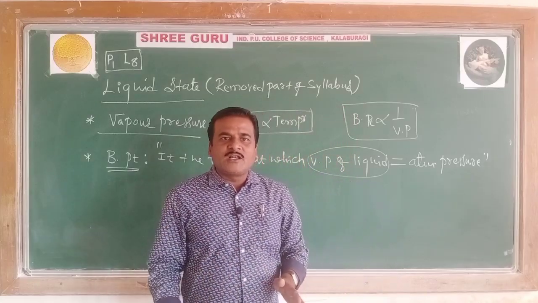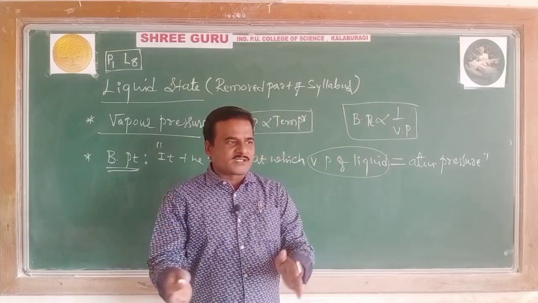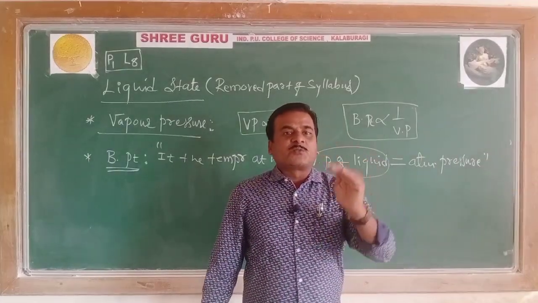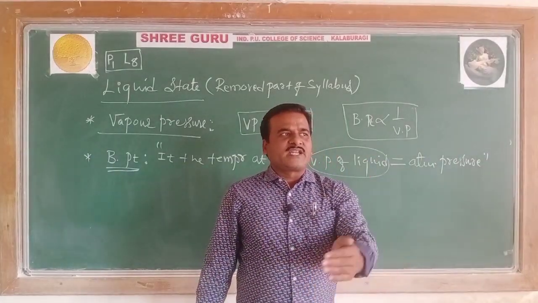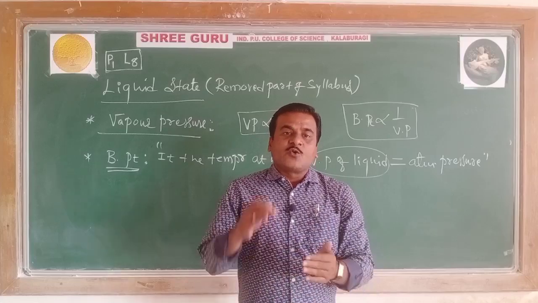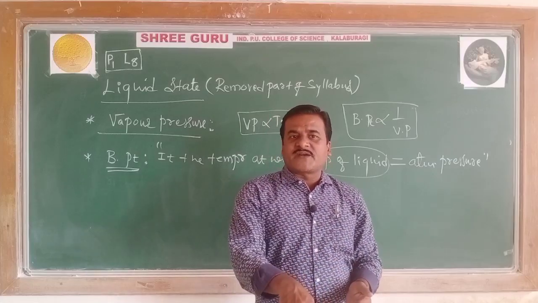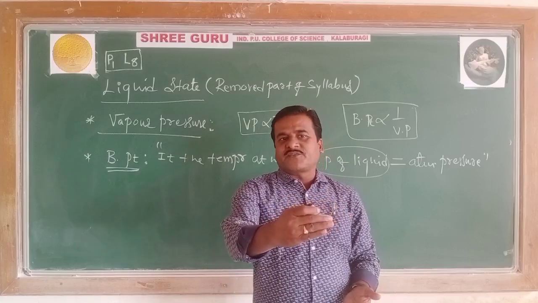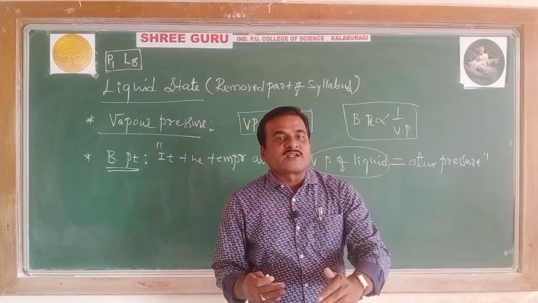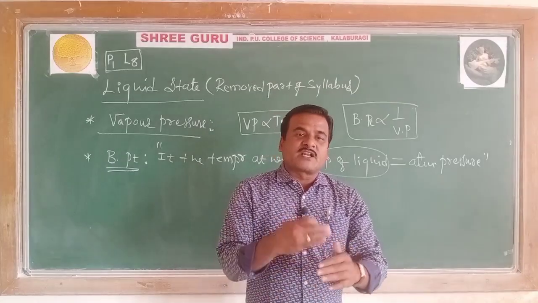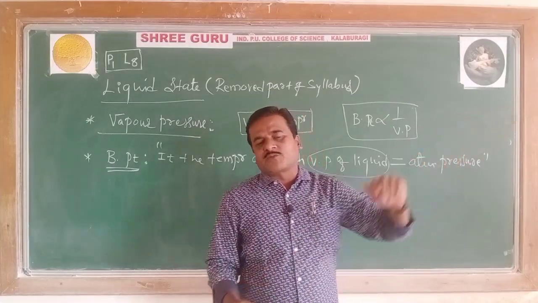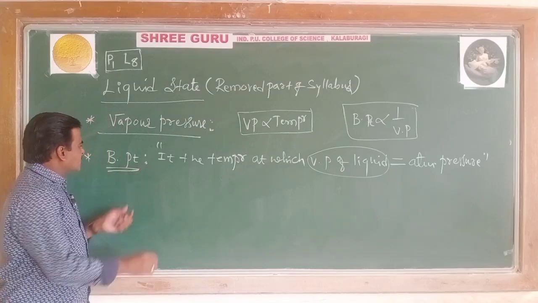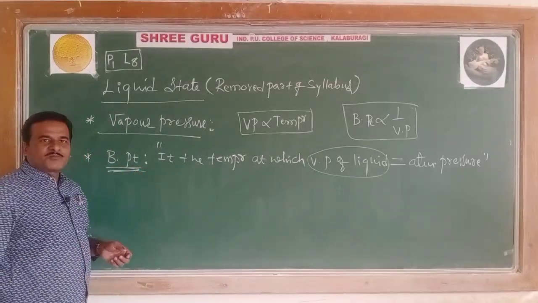If I take ethanol, C2H5OH, which appears like water, it won't boil at 100, but it boils at 75 degrees Celsius. Why does ethanol boil at 75 degrees Celsius? It is because when ethanol is heated to 75 degrees Celsius, its boiling point, the vapor pressure of ethanol becomes equal to atmospheric pressure. That's why it begins to boil at that temperature. So this is regarding the boiling point.